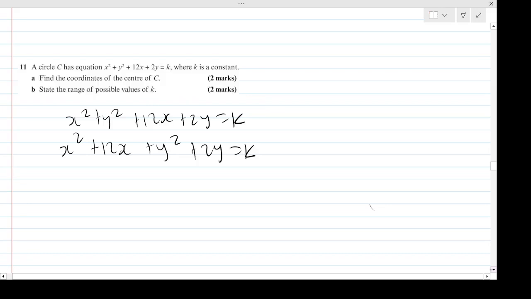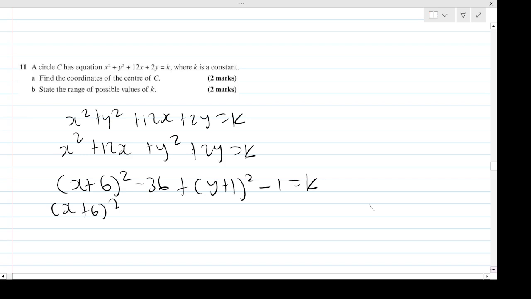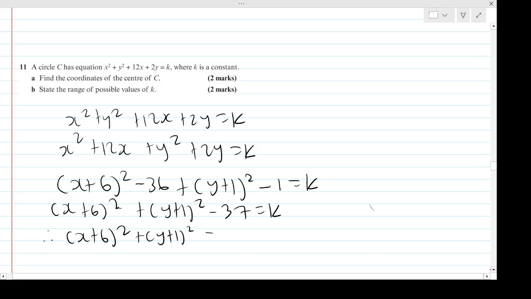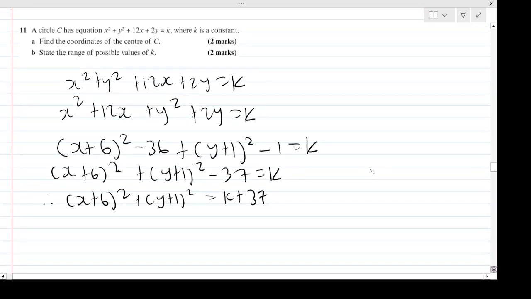Then I can complete the square on the x parts, so x plus half of 12, which is plus 6, squared, and minus 6 squared is minus 36. Then for y, half of 2 is 1, so y plus 1 squared, and we minus 1 squared, which is minus 1, equal to k. Then I can add the numbers together: x plus 6 squared plus y plus 1 squared, and minus 36 minus 1 is minus 37, is equal to k. Therefore x plus 6 squared plus y plus 1 squared equals k plus 37, if I add the 37. So that's the equation in the form I want it to be in.